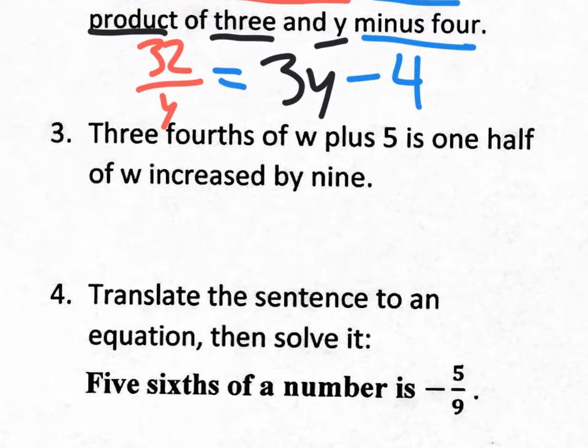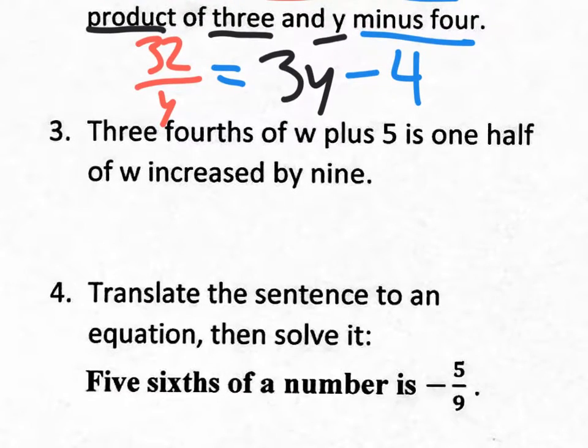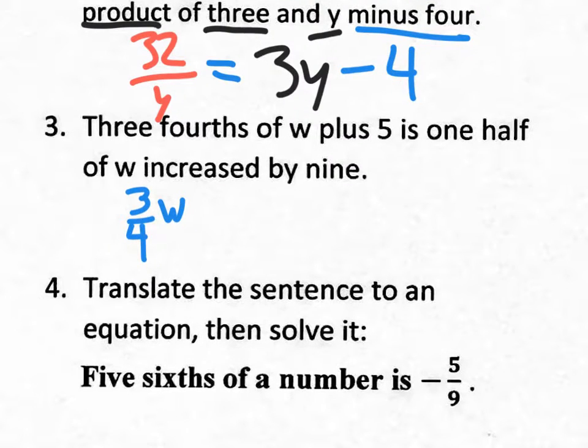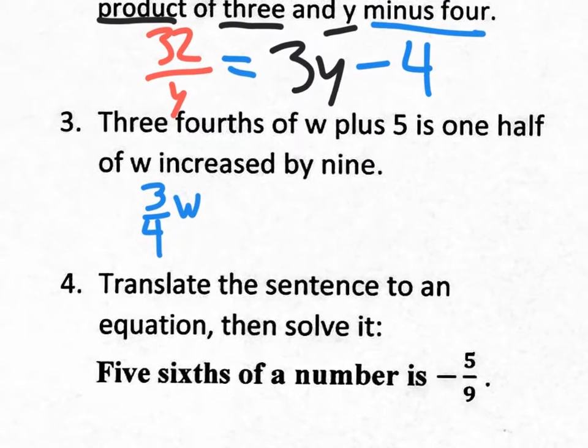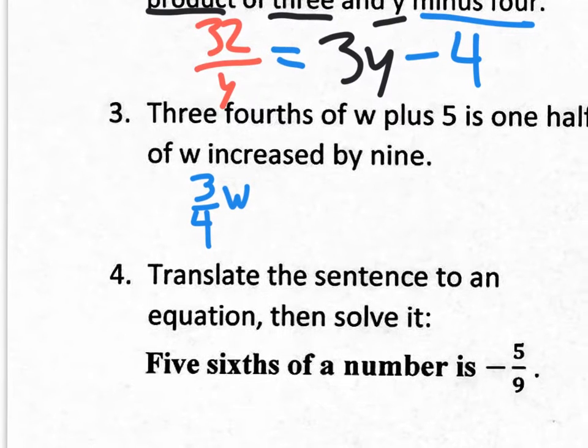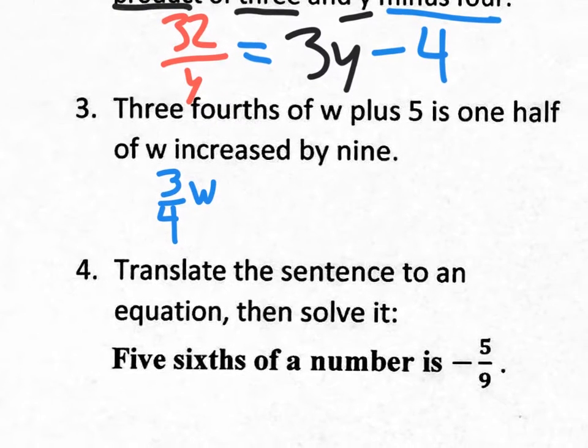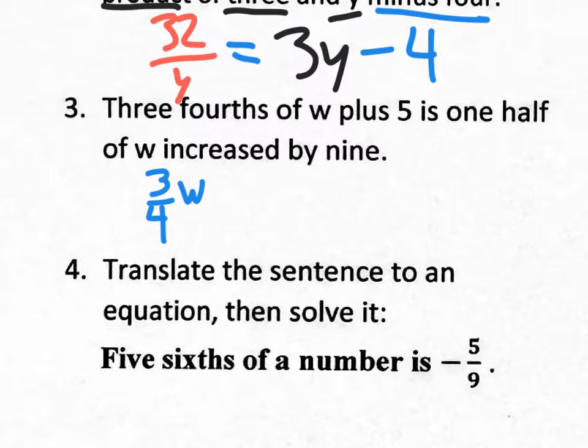Number 3, it says 3/4 of w plus 5. Well, what is 3/4 of w? It is simply 3/4 times w. That's 3/4 of w. Do not write the w on the bottom. That would be incorrect. The w has to be out here or up on top with the 3. Do not write the w on the bottom. That would be incorrect. So we have 3/4 of w plus 5. So the plus 5, I'm going to write it in black, plus 5.